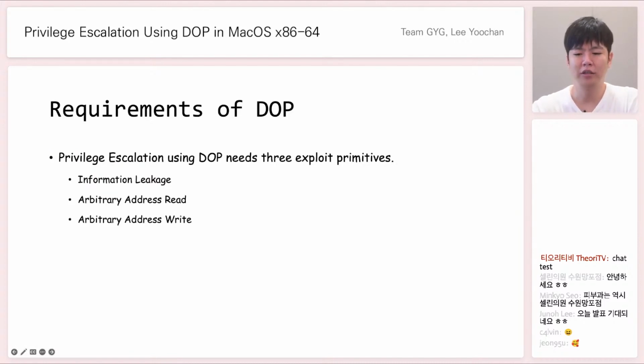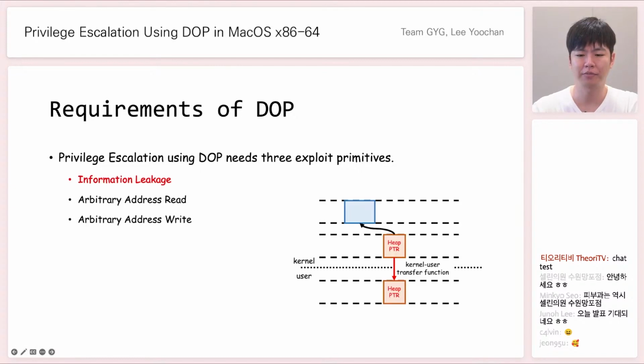A privilege escalation exploit using DOP needs 3 exploit primitives. I will explain why each one is necessary. The first is information leakage. In the case of ROP, the attacker needs to leak a pointer in the text area to figure out the ROP gadgets. In the case of DOP, however, the attacker needs to get an arbitrary heap pointer because most DOP gadget objects are placed in the heap area. Therefore, using memory corruption and the kernel user transfer function, the attacker needs to leak a heap pointer.